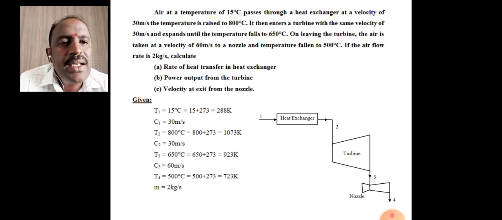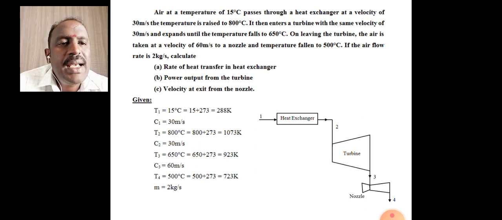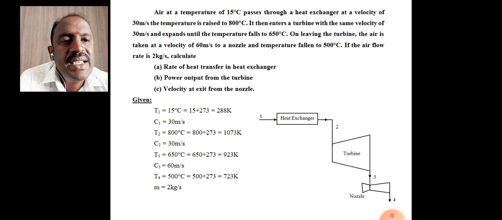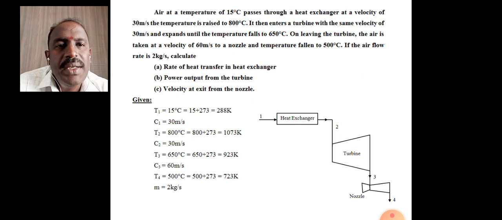In this diagram you can see the process 1 to 2 is the heat exchanger. The inlet air temperature is given and the exit temperature is also given, inlet velocity is given and the exit velocity is also given. The process 2 to 3 is the turbine. The turbine inlet temperature, exit temperature, inlet velocity, exit velocity are given. So from that we are going to calculate the W value. The process 3 to 4 is the nozzle, so T3, T4, C3 are given. So from that nozzle we are going to calculate the C4 value.